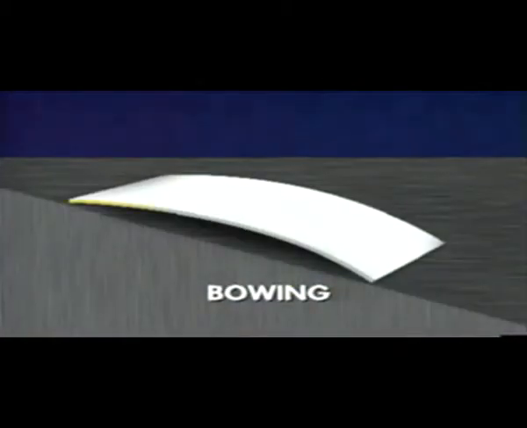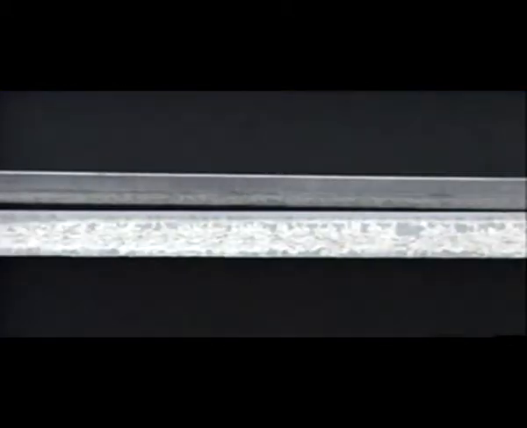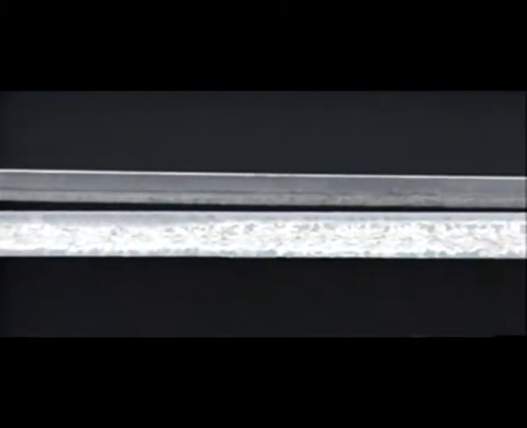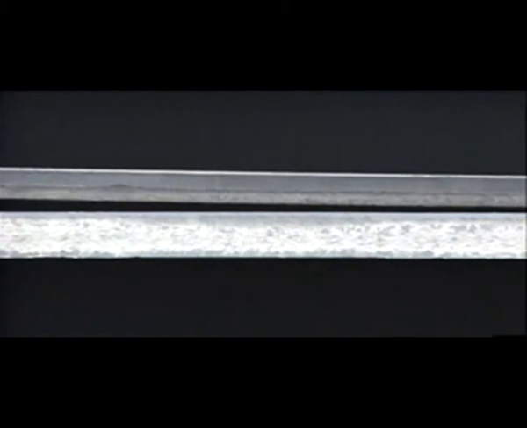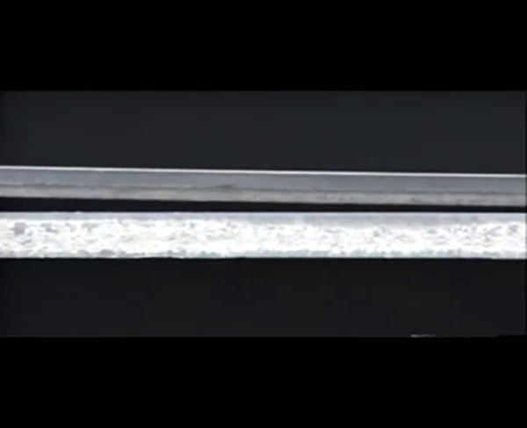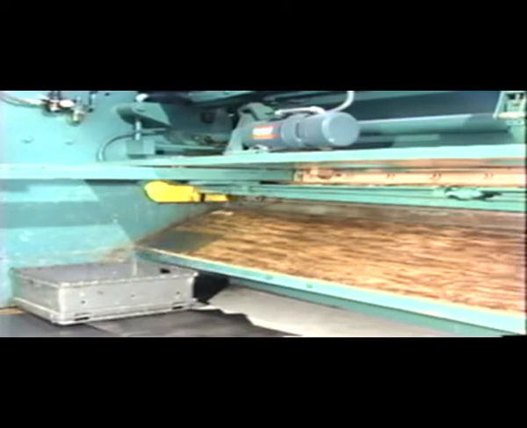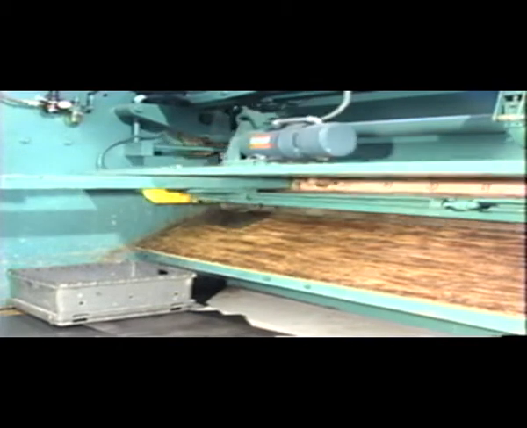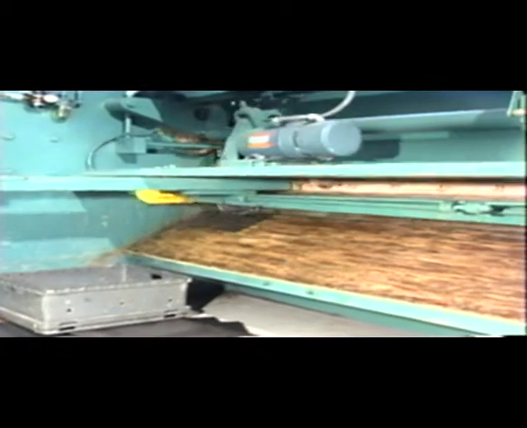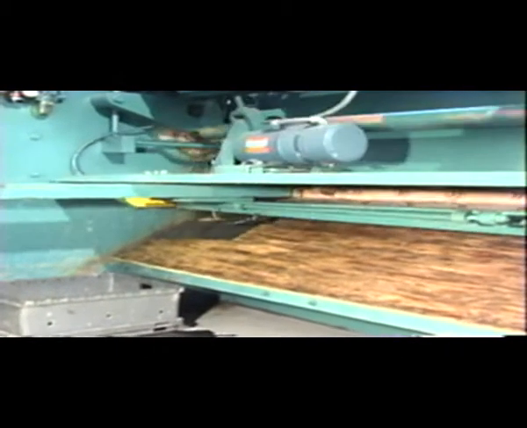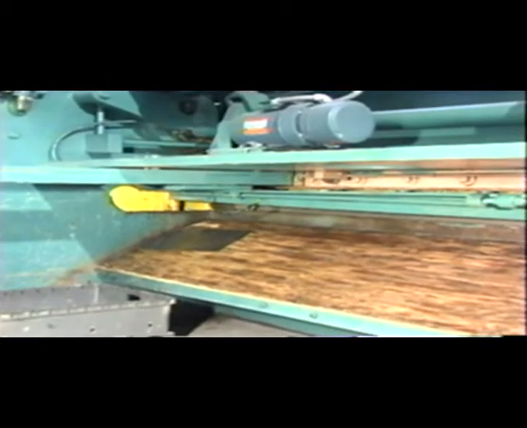Bowing is the tendency of the sheared part to arch in the center. This frequently occurs when narrow strips are being cut. Bowing is almost directly proportional to the rake angle of the upper knife. The bow, however, decreases as the width of the drop increases. It becomes negligible if the drop is wider than 4 inches.